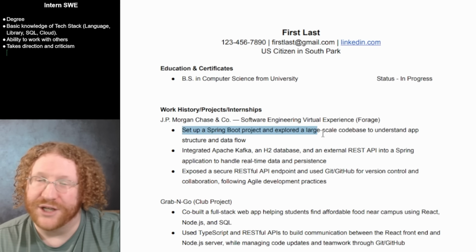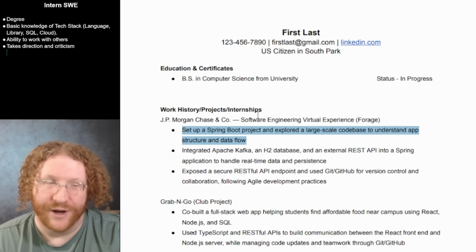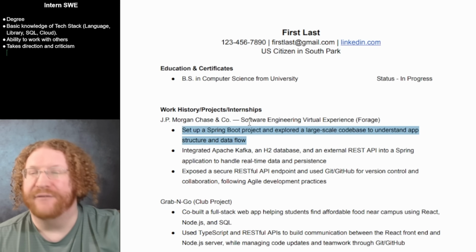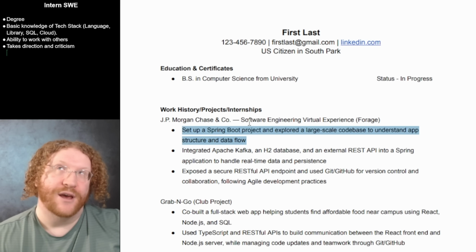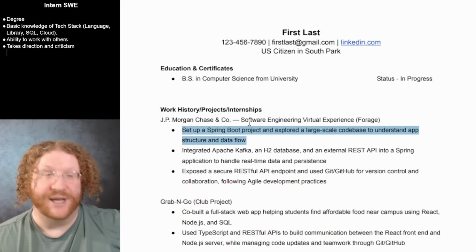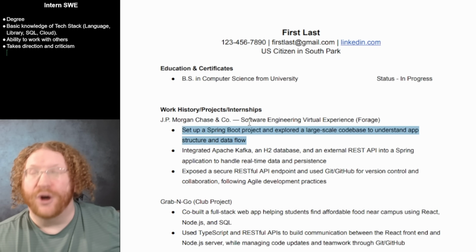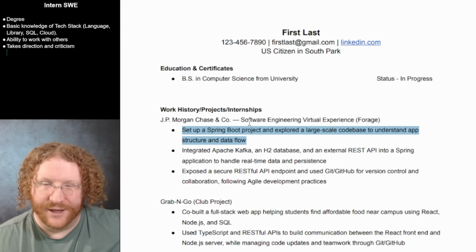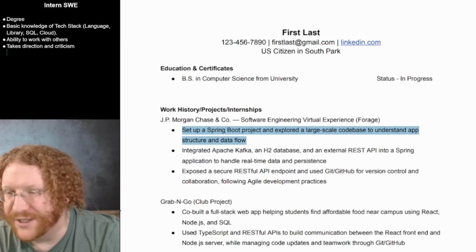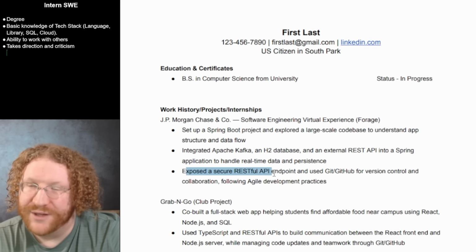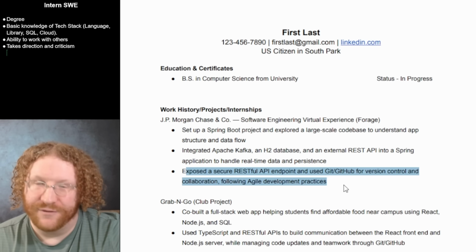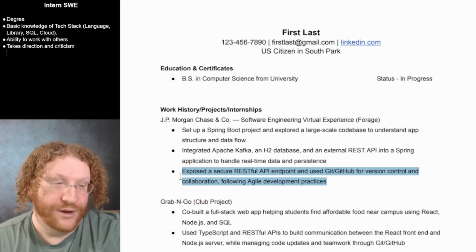Set up Spring Boot project and explored a large code base to understand app structure and data flow. No. Never, ever, ever in your resume say, learned how to do X. It is, for the weirdest reason, almost always a no if someone says, learned how to do X. They want to see that you have done X, not learned X. So in this case, exposed a secure RESTful endpoint and used Git, GitHub for version control and collaboration following agile development practices is good. This is a good one.